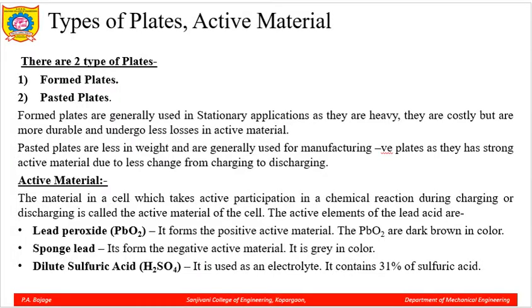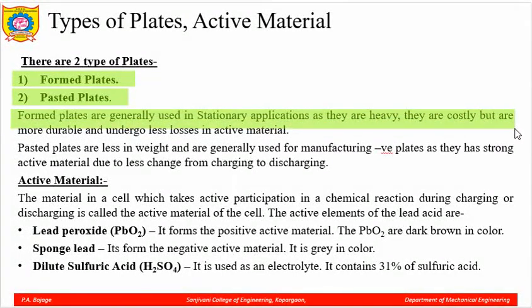Now we will start with the types of plate and active material. There are two types of plates. The first is the formed plates and pasted plates. The formed plates are generally used in stationary applications as they are heavy and costly, but are more durable and undergo less loss in active material. They cost more, but they are really more durable and reliable.